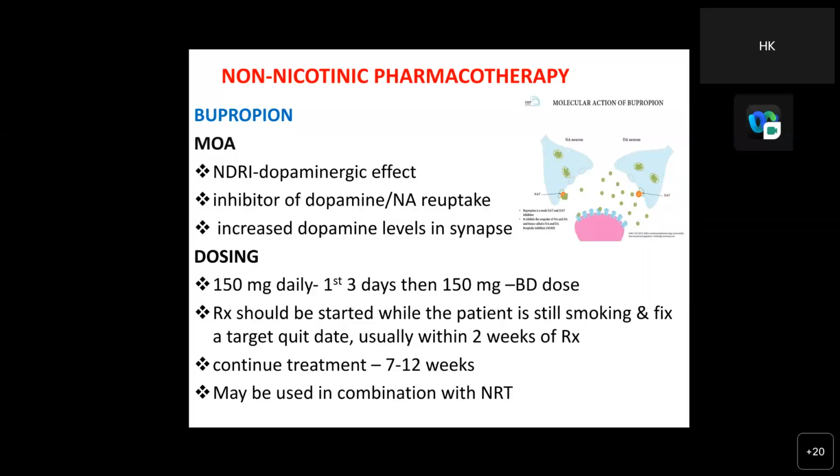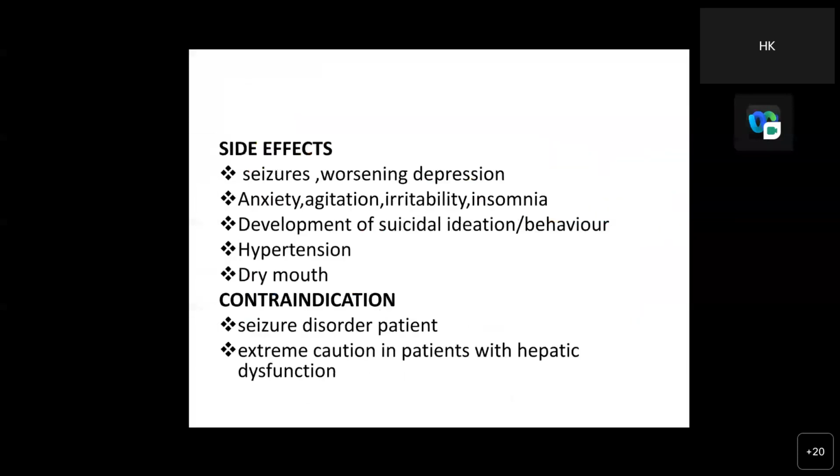Dosing is 150 milligram daily for the first 3 days, then 150 milligram BD for the subsequent days. Treatment should be started even if the patient is still smoking, but the target quit date should be within the first 2 weeks of the treatment, and the treatment should be continued for 7 to 12 weeks. It should be used in combination with NRT.